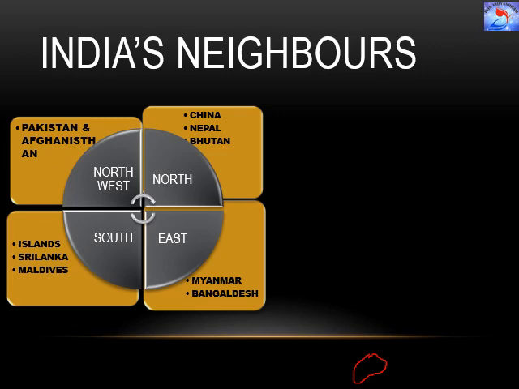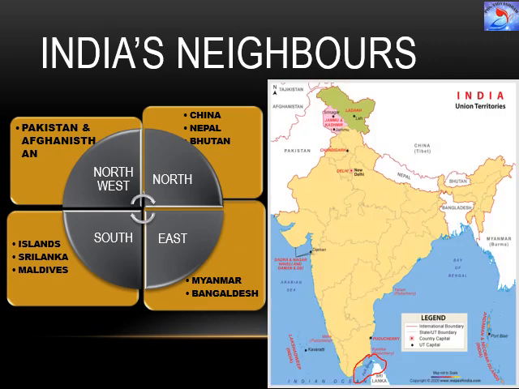India's neighbors. India has a strategic location in Southeast Asia. India has 28 states and 8 union territories. Jammu and Kashmir and Ladakh are the newly formed union territories. Chandigarh, Delhi, and Dadra and Nagar Haveli and Daman and Diu, which is a recently merged union territory. We have Lakshadweep, Puducherry, and the Andaman and Nicobar Islands.